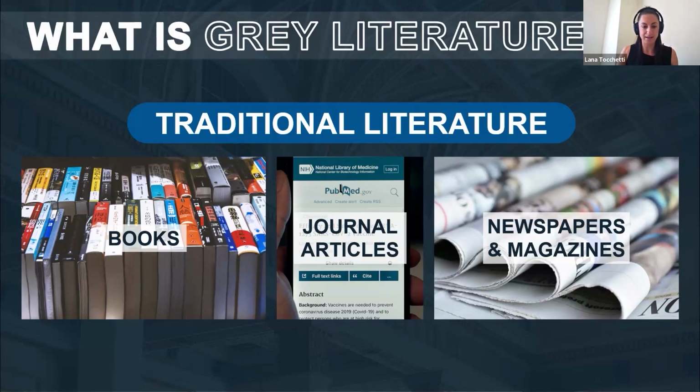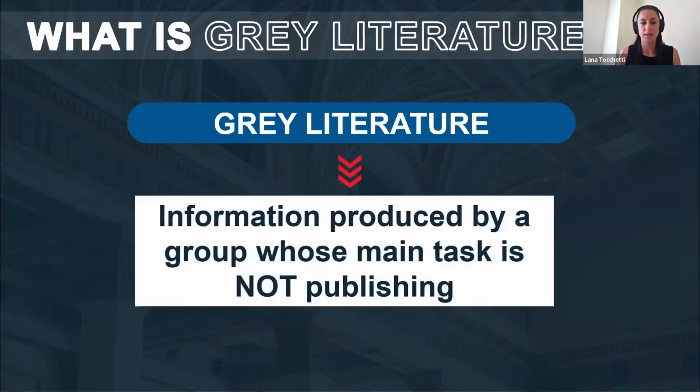So in saying that, grey literature in its simplest definition is information that is produced by a group whose main task is not publishing. So that's where the difference lies between traditional and grey literature. So now you're probably thinking, okay, so what groups outside of publishing companies are producing this kind of information?